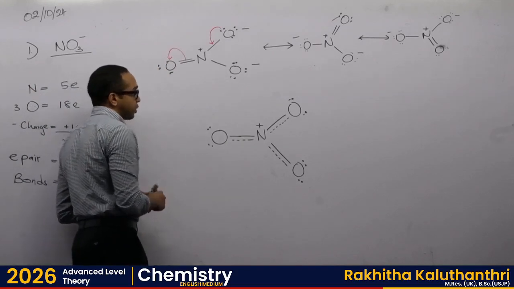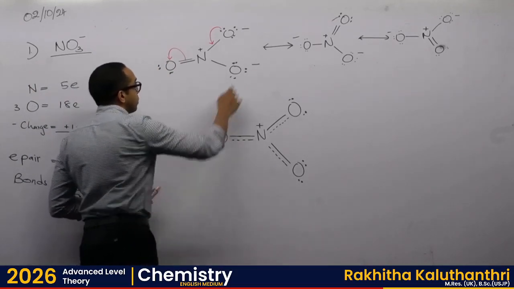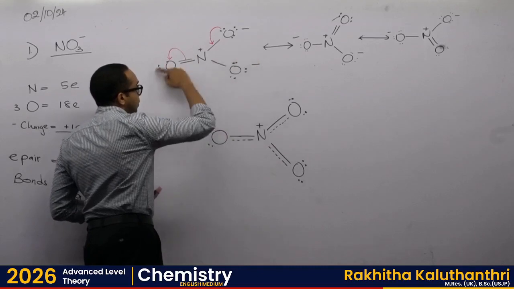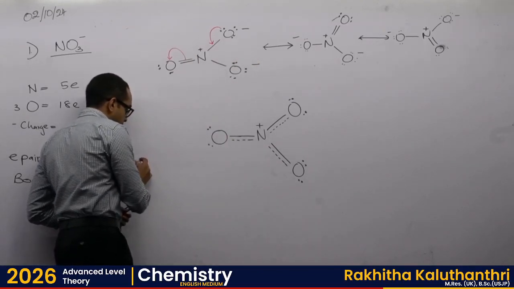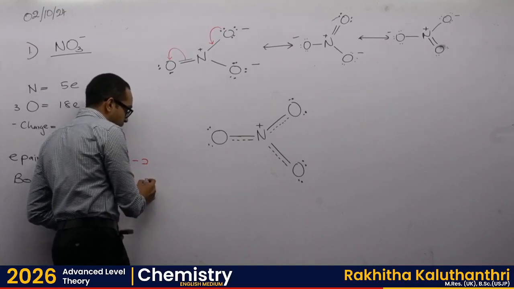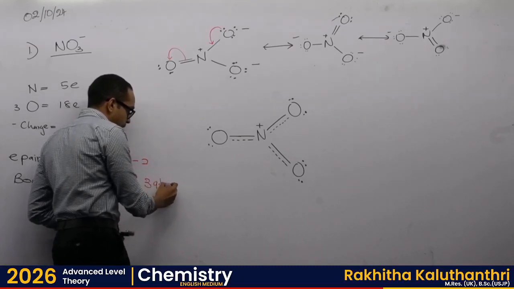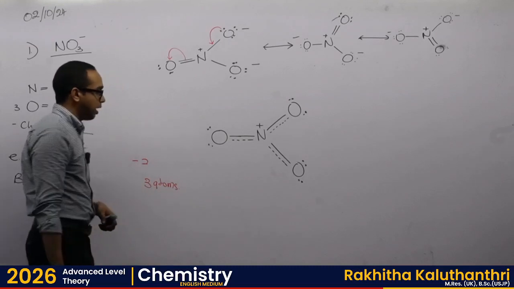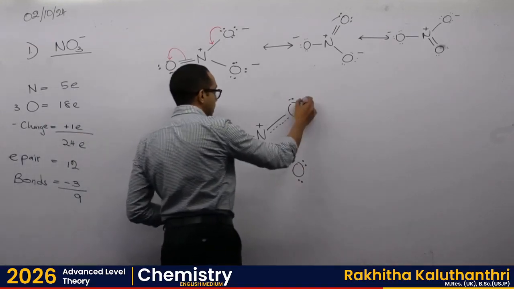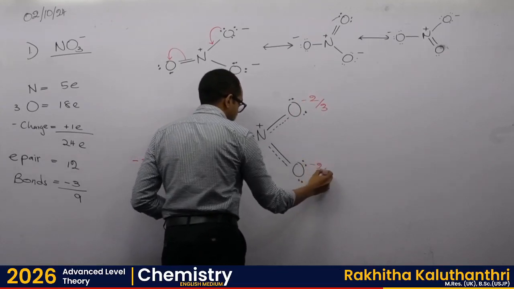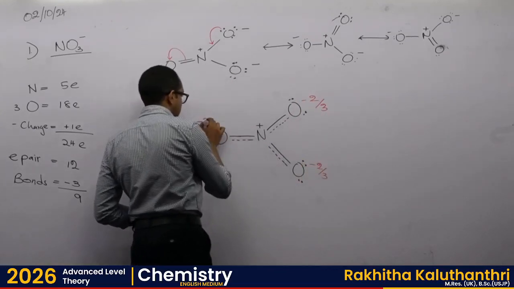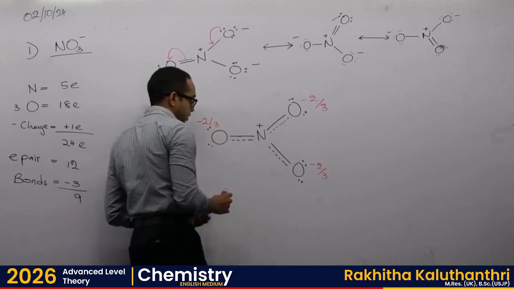So the charge, I forgot the charge. Charge would be, there are two negative charges that keep shifting between three atoms. Two negative charges, but it keeps shifting between three atoms. So therefore on each atom we have minus 2 divided by 3, minus 2 divided by 3, minus 2 divided by 3 charge. Is that clear?